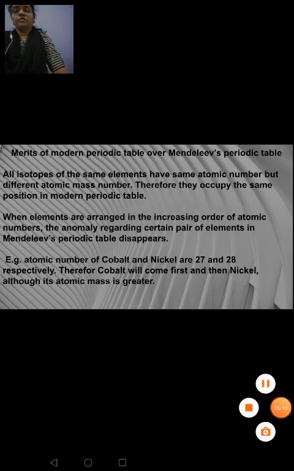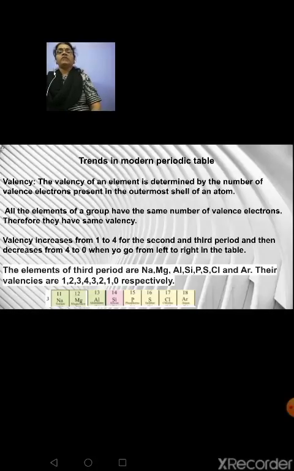Valency can be defined in many ways. It can be called the combining capacity of an element, or the number of electrons gained or lost when elements take part in a chemical reaction. The valency of an element is determined by the number of valence electrons present in the outermost shell of an atom. This we discussed when we were talking about groups. Elements belonging to a particular group will have the same number of valence electrons.